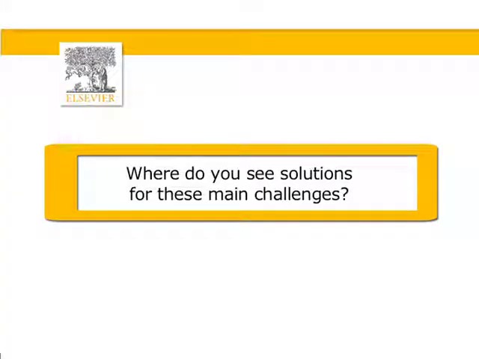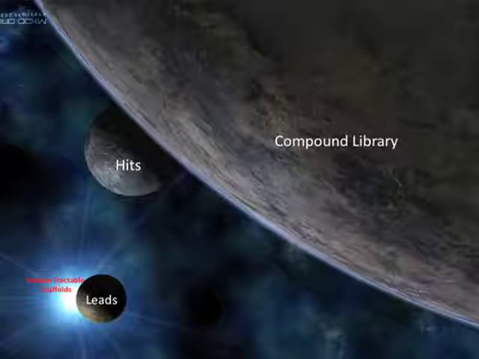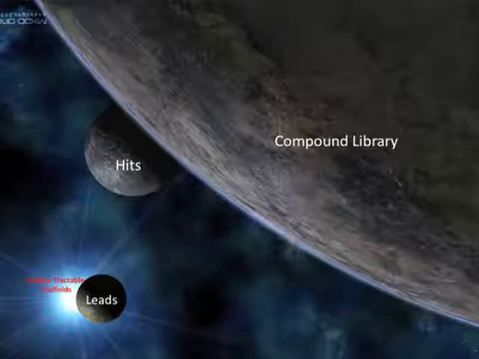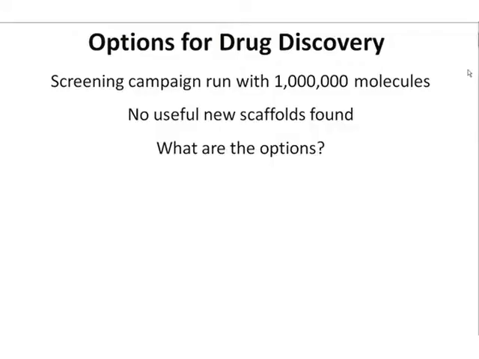So this begs the question, where do we see solutions for these main challenges? One might see discovery as simply screening large quantities of compounds, getting your hits, choosing leads, and developing them to a tractable scaffold. And this appears to be a fairly automatic process. So we could say we should just screen harder, screen better. And so what if we had this? We have a screening campaign, and it has run, and it has screened 1 million compounds with few hits.